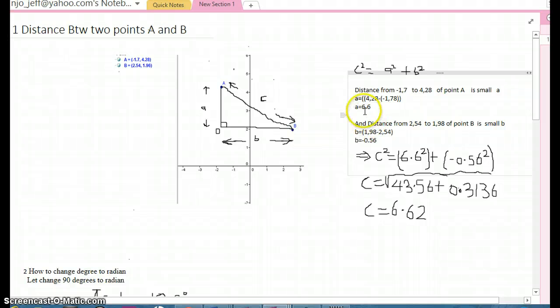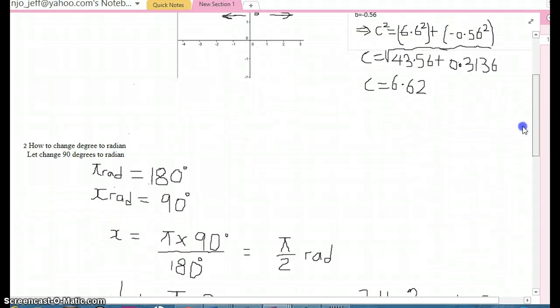So if you substitute the value of A into this formula and the value of B into this, then you arrive at this. If we take the square root of the resulting answer, which is just the square root of 43.56 plus 0.3136, the distance therefore of AB, which is C, is equal to 6.62. This is pretty easy.